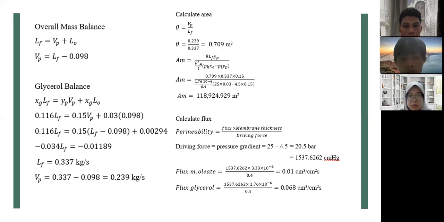Using this data, we can calculate the area. So we must calculate the theta first, and then we get the membrane area, which is 118,924.99 square meters. So we can calculate the flux, which is based on the permeability that had been shown before. So the flux of M-oleate is 0.01, and the flux for glycerol is 0.098. So using this calculation, we already meet the requirement of this project, which is we can get 3,000 tons per year, and we can get the feed rate for the next calculations.